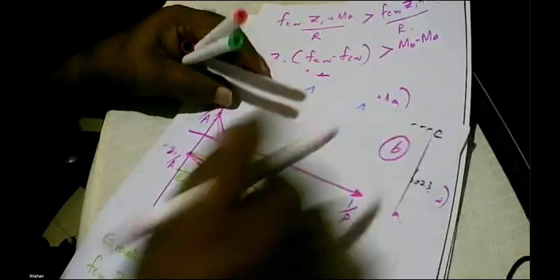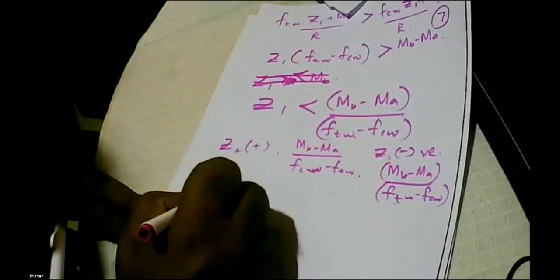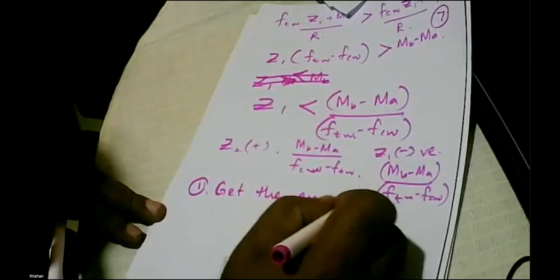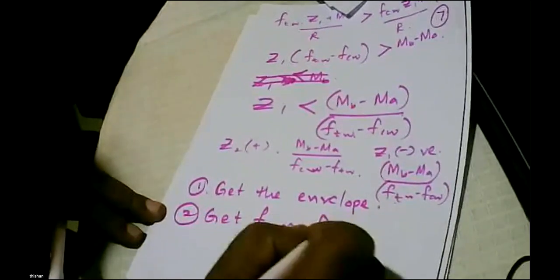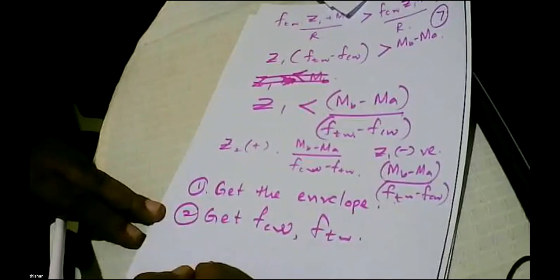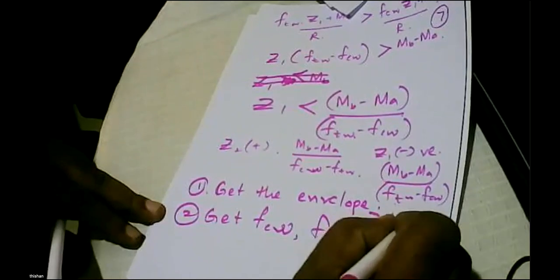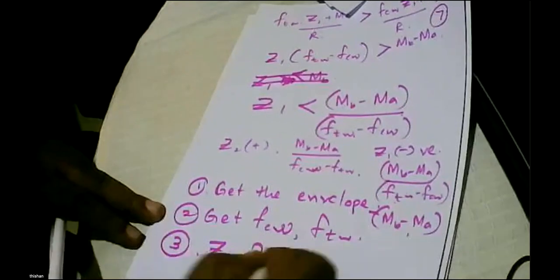For this number 5, this number 6, right, this number 7. So which means get the envelope, get FCW and FTW. When you say get the envelope, that means you know MB minus MA. You straight away know what is Z1, and Z2.